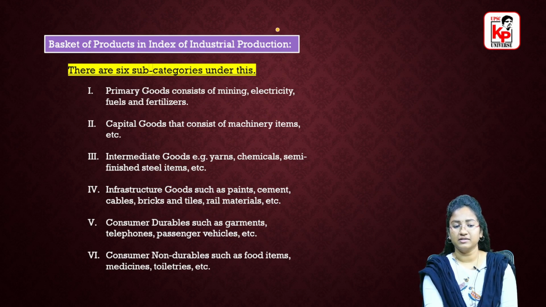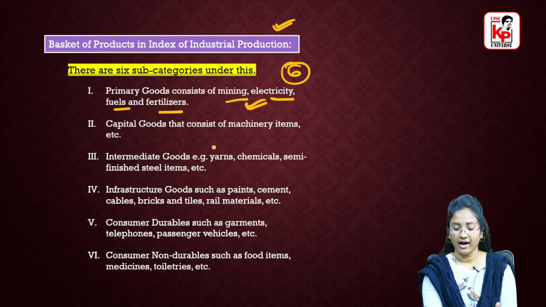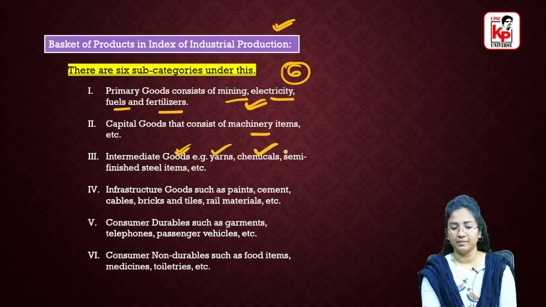So what are the various baskets of products that we have under the Index of Industrial Production? There are 6 subcategories. Primary goods: what comes under primary goods? We have mining, electricity, fuels, fertilizers, etc. Then we have capital goods. Under capital goods, we have all machinery items. And under intermediate goods, we have yarns, chemicals, semi-finished steel items, etc. Why are these intermediate goods? Because using these intermediate goods, final goods would be produced.